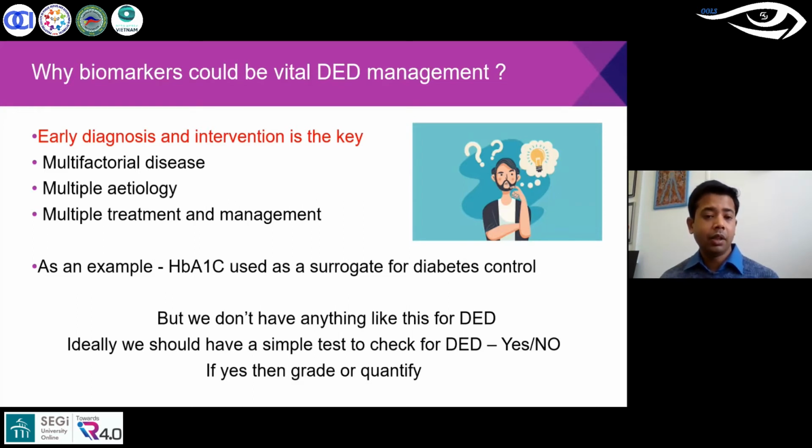As I said, hemoglobin A1C is used as a surrogate for diabetes control. So if diabetes is being controlled, even with medications, then doctors will continue to monitor how it's going on. But we don't have anything like that for dry eye disease. And ideally, we should have a simple test to check yes and no, which is hard to say, but at least can give a quantitative and qualitative assessment of how much dry eye there is, or what it is on a 1 to 10 scale, and if it is there, that it is quantified.